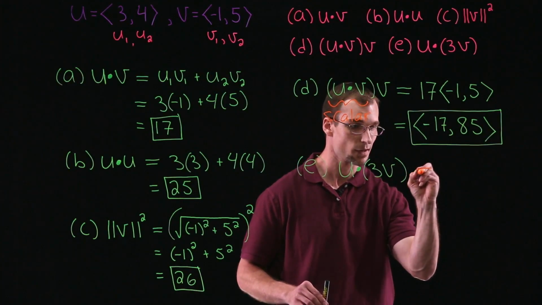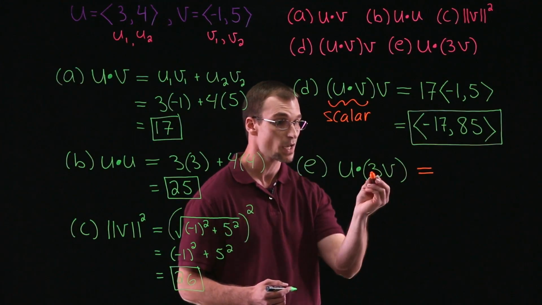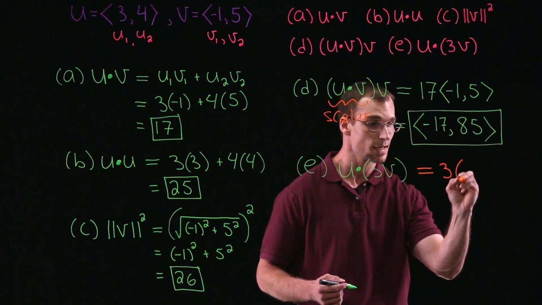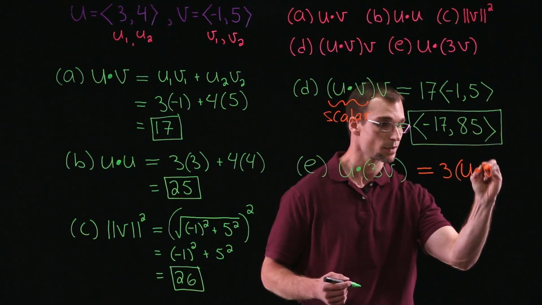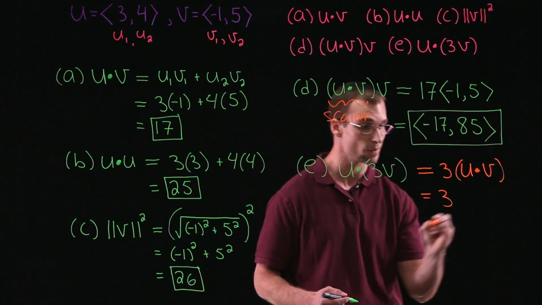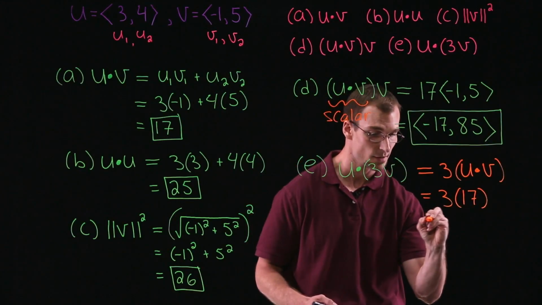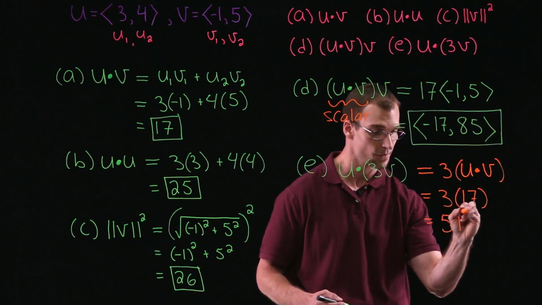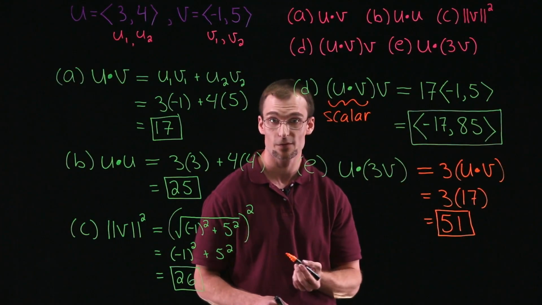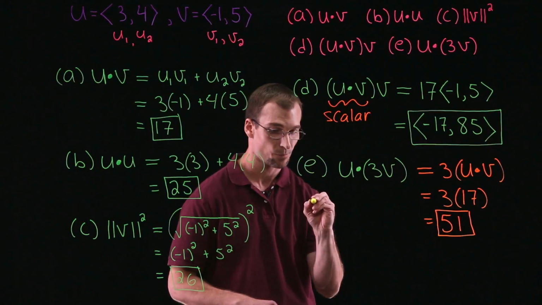is to note that there's a factoring ability when you're doing dot products with vectors when it comes to scalars. We can factor this scalar 3 all the way to the outside and write this as 3 times the dot product of u and v, which we found in part A as 17. So 3 times 17 gives us 51. That was probably the easier way to do it, since we've already computed the dot product between u and v. The other way to do it is just to do things as they are.